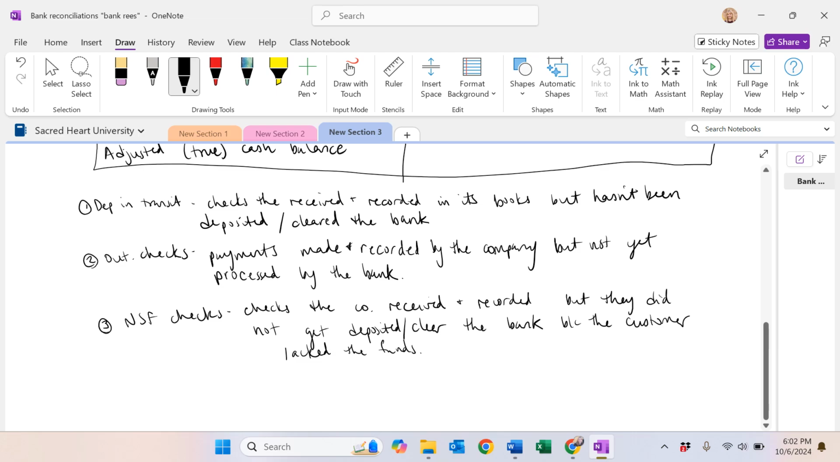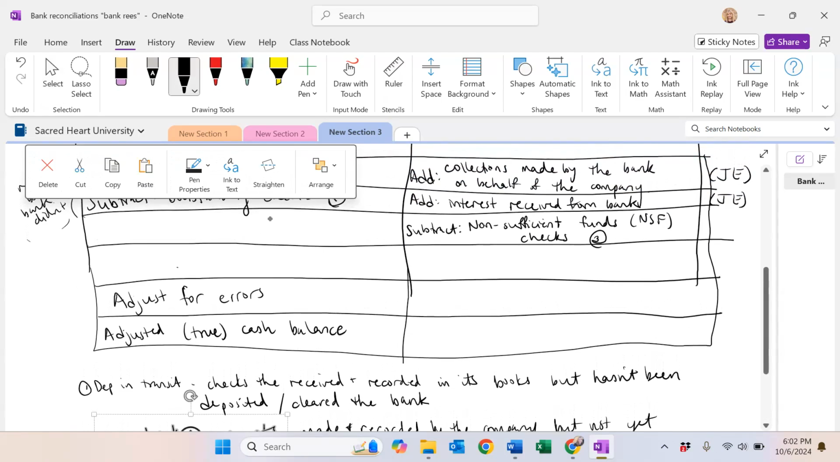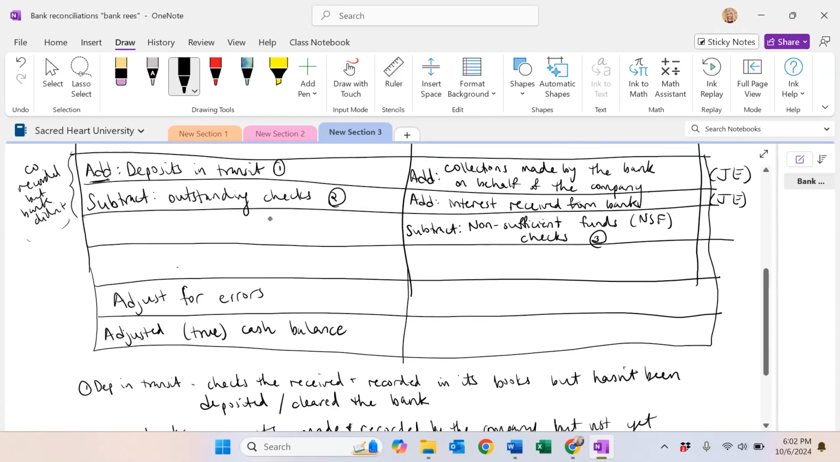So the company is notified, they make a journal entry for it, and then of course the next thing that they do is they call that customer and say, you owe us, plus you owe us whatever the penalty is, $20, $30 as a fee, because we are going to have to pay the bank for this bounced check. One more thing to subtract. Subtract any bank service charges. We are notified of them when we look at that bank statement.